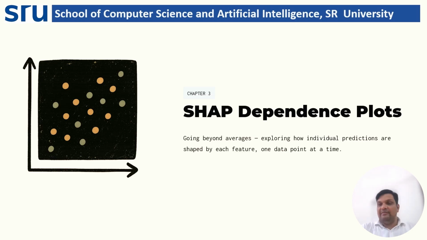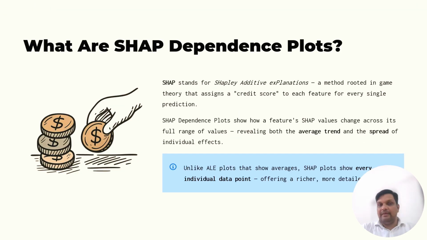SHAP dependence plot. Going beyond average, exploring how individual predictions are shaped by each feature, one data point at a time. Unlike ALE, which shows average, SHAP shows individual predictions. What is a SHAP dependence plot?